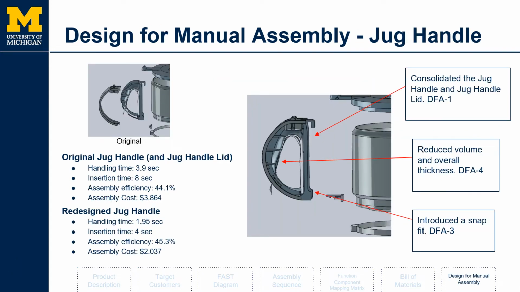The first part of our design for manual assembly is changes to the jug handle. Originally, these were two separate parts, the jug handle and jug handle lid, but we decided to combine them into one part and use DFA guidelines 1, 4, and 3. The handling time and insertion time both dropped, the assembly efficiency increased slightly, and the assembly cost also dropped.